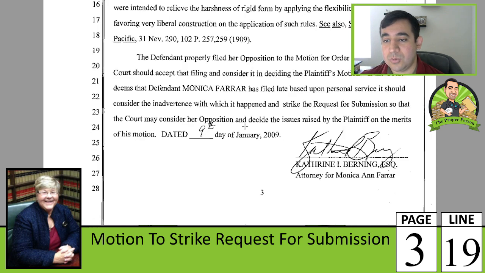And so it'll be interesting to see if I did file an opposition to this motion. I don't think I did, but I might have. And if so, it'll be interesting to see my analysis on opposition. But let's take a look.